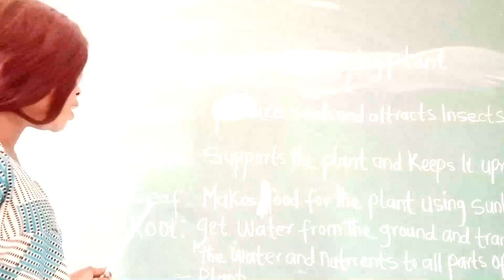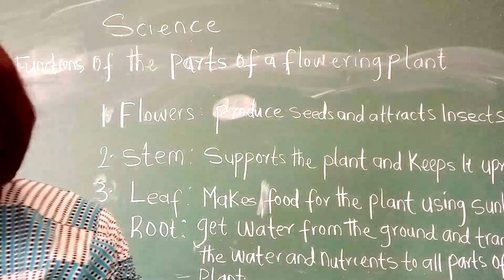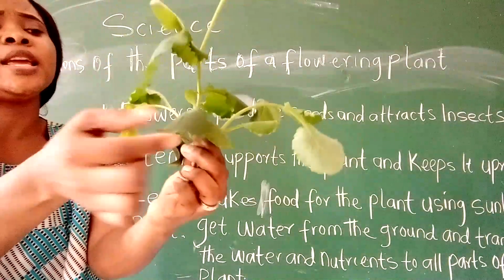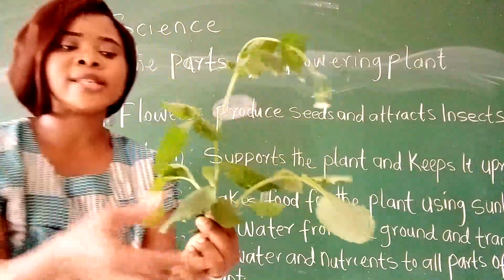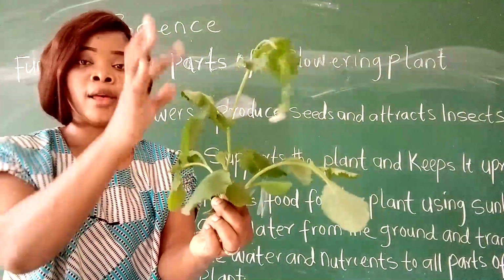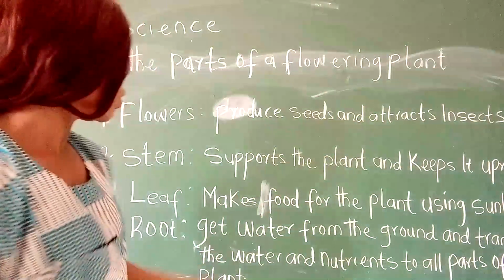This is the leaf. This is the part of the plant that we call the leaf. These are the leaves. When it is only one, we say leaf, but when it is like this, we call them leaves. Plural, leaves.